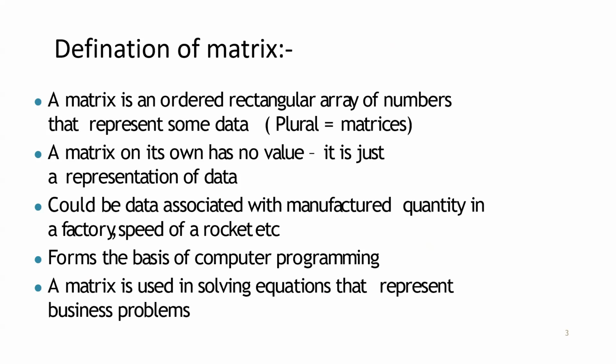A matrix is an ordered rectangular array of numbers that represent some data. I told you what order is, like 2 by 2, 3 by 2, 3 by 3, or 2 by 3. If 2 by 2 is the order of the matrix, we can say it is second order. If 3 by 3, we call it a third order matrix. 4 by 4, fourth order matrix. n by n, nth order matrix. m by m, m order matrix.